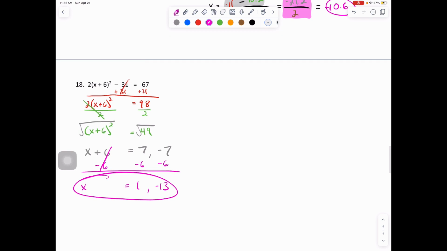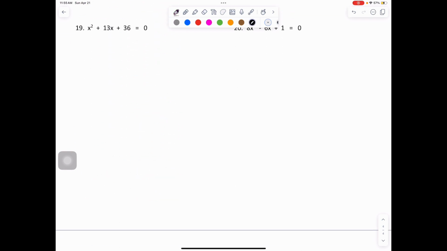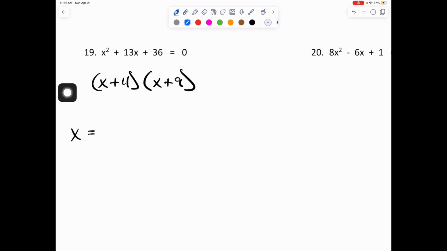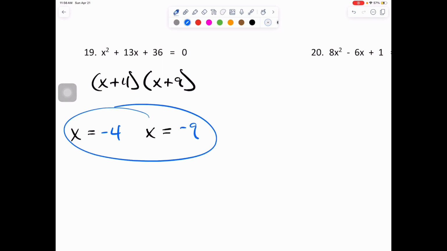Moving forward to the next one, where are we? 19 and 20. All right, I'm only going to go through this factored form. I'm not doing quadratic formula. All right, x squared plus 13x plus 36. I'm going to write it as x plus 4 and x plus 9, making my solutions x equals, yes, we take the flip sign of what's inside, minus 4. All right, and then we have x equals, yes, the flip side of what's inside, negative 9. Go ahead and circle your answer.